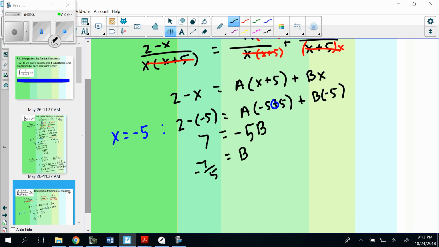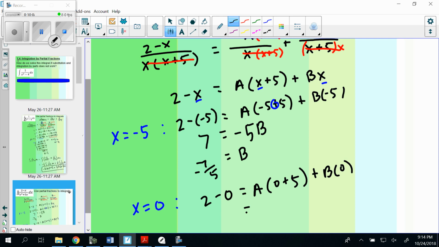Okay, so similar now, we're going to try to find what's the other number that would get rid of one of those. And the other one would be 0, because if we were to put 0 in for this x, that eliminates that b term. So we're going to also find this at x equals 0. So everywhere there's an x, we're going to plug in 0. So that equation would end up being 2 minus 0 equals a times 0 plus 5 plus b times 0. And again, the last term cancels out, so we'd have 5a being equal to 2.